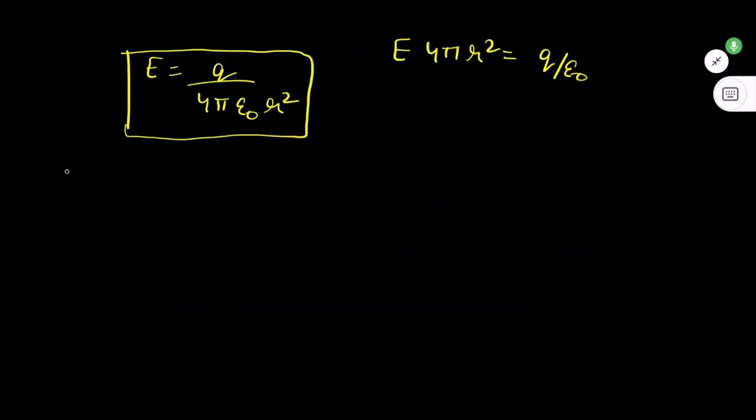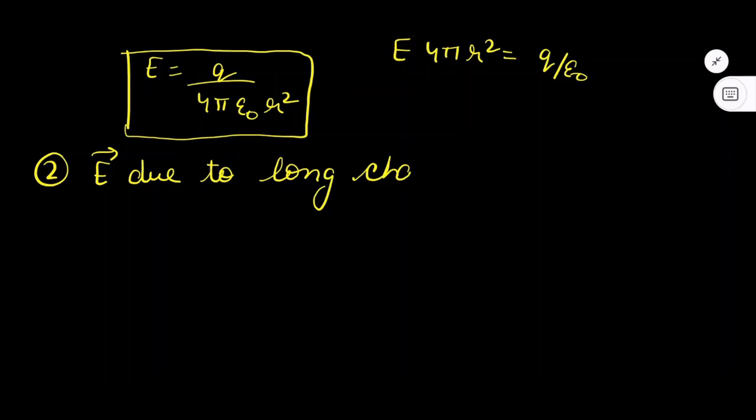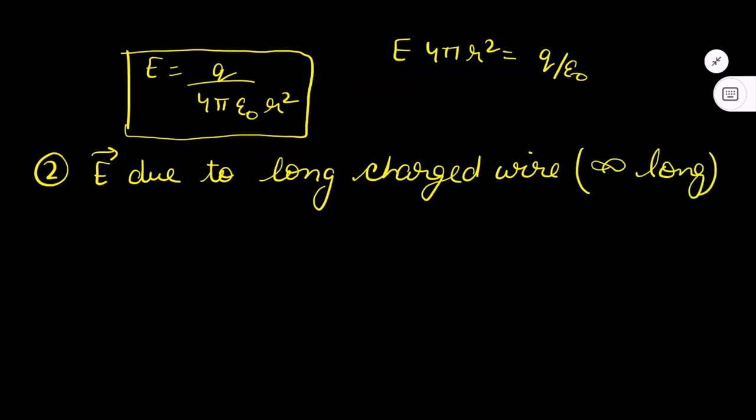So now the second application is we have to find the electric field due to a long charged wire with the help of Gauss law. So whenever I write long, it will mean that the wire is infinitely long. Otherwise the finite length will be given to you. So let me draw a wire, and it has a positive charge on its surface. Okay, so it is infinitely long.